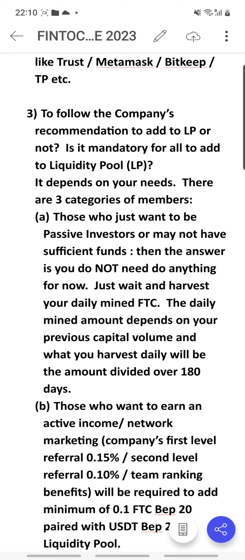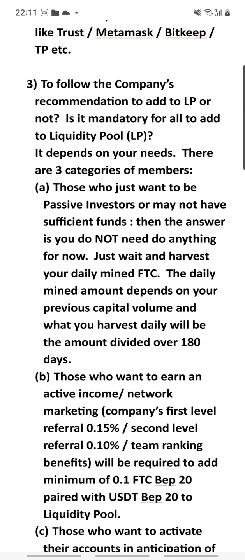Okay, to follow the company's recommendation to add to liquidity pool or not. Okay, in other words, should we add to liquidity pool? And is it mandatory for all to add to liquidity pool? So here goes the answer. Okay, it depends on your needs.